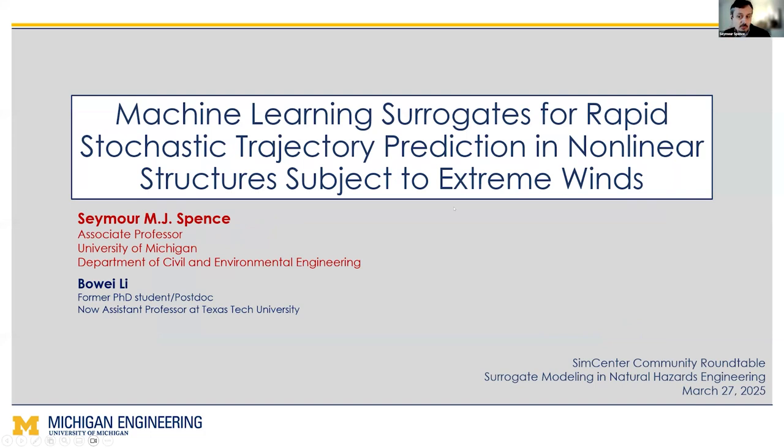So with these slides, what I want to do is briefly go through machine learning surrogates for rapid stochastic trajectory prediction in nonlinear structures subject to extreme wind. Before I start, I would just like to acknowledge that this work was carried out by myself and my former PhD student and postdoc, Bo-Wei Lee, who is currently an assistant professor at Texas Tech University.